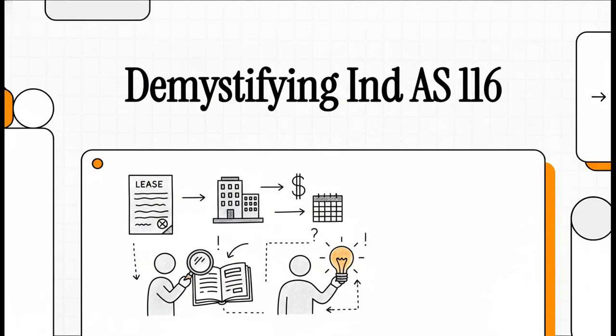Welcome to our explainer, where today we are diving headfirst into one of the trickiest accounting standards out there, Ind AS 116, all about leases. You know, if you've ever wondered how a seemingly simple change to a rental agreement can send ripples straight to a company's bottom line, you are in exactly the right place. We're going to break it all down.